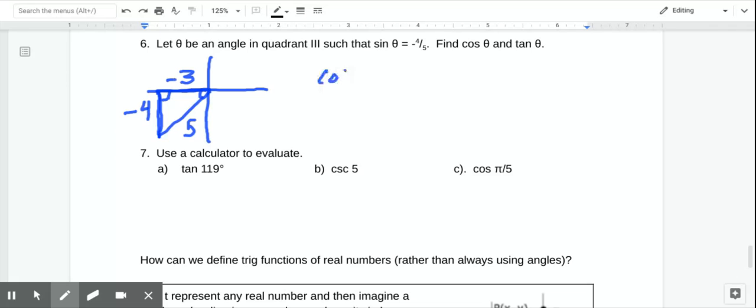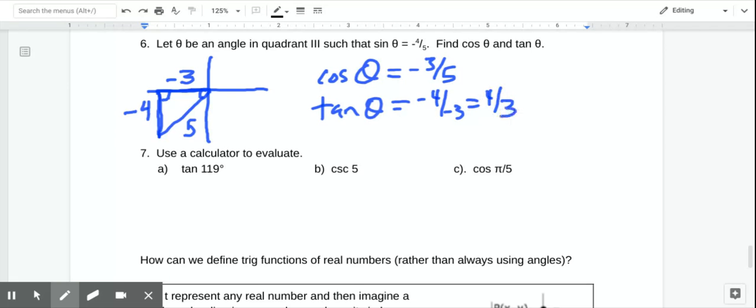So then cosine of theta is going to be adjacent over hypotenuse, negative 3/5. And tangent of theta is going to be opposite over adjacent, so negative 4 divided by negative 3, which is positive 4/3. Okay. Also, all students take classes. Tangent should be positive, and it is. Cosine should be negative, and it is.